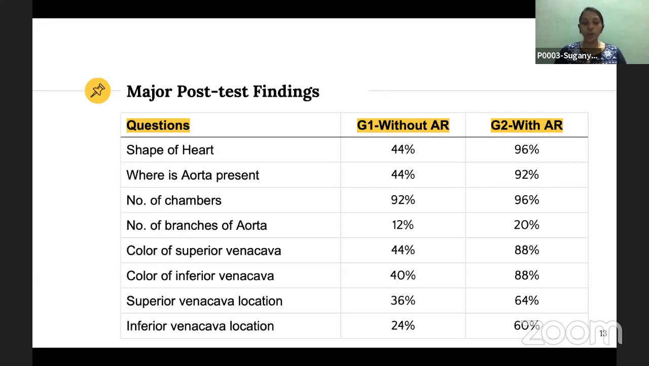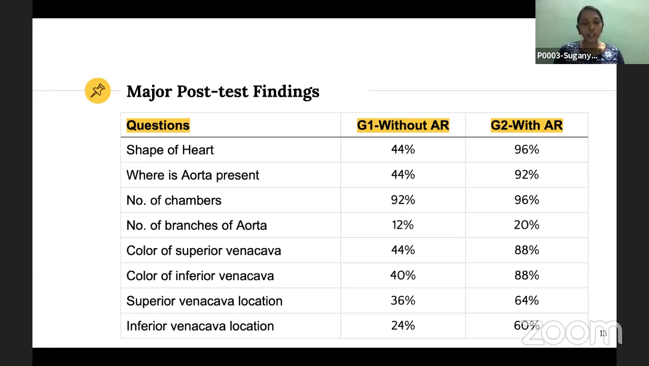This proves long-term memory retention of AR. Next question, similar to the previous one, purposely asked to check the confidence of the students. What is the color of the inferior vena cava shown in the textbook for G1 and AR for G2? The correct answer percentage dropped a little with G1 to 40% and remained the same with G2. This proves that learning through AR improves the confidence of the students towards giving a correct answer.